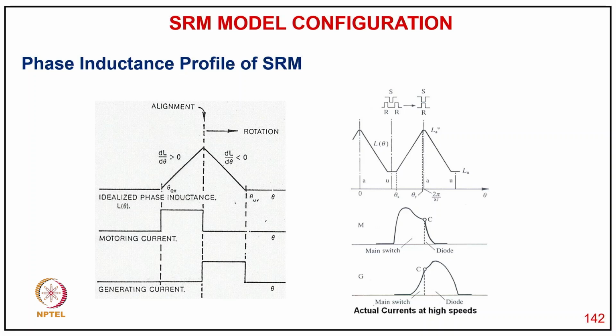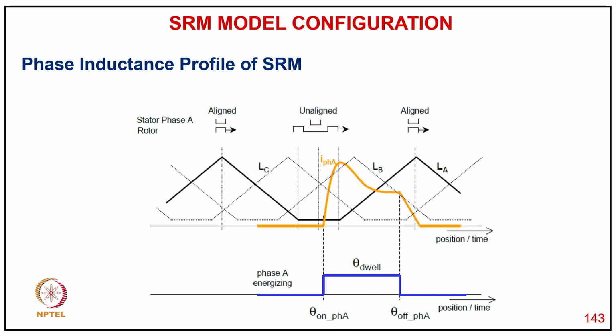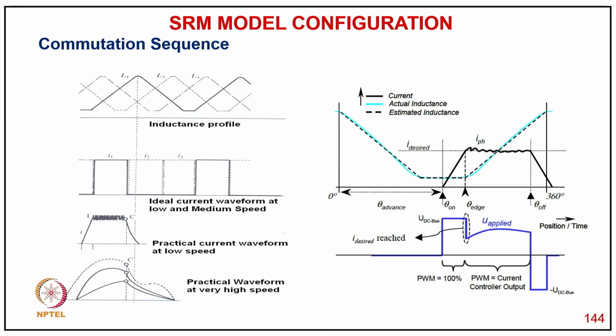And then when we go to high speed for motoring, you can see how the current behaves for high speed operation. And then the typical phase energization, with the dwell angle, and we have to advance the angle to build up the current at the aligned position for the maximum value also.